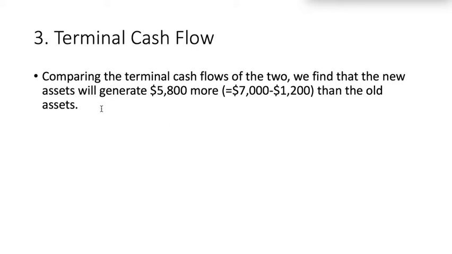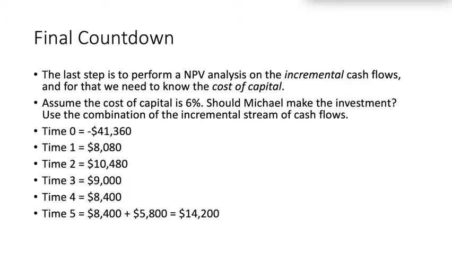So the terminal cash flow here, the relevant cash flow, is going to be the difference between the two. 7,000 minus 1,200 equals 5,800. So now we have 3 sets of cash flows, right? We have the initial investment amount, we have the operating cash flows, and we have the terminal cash flow. Now we can look at them all together jointly to decide whether or not this revitalization project of the banana stand is really worth it.